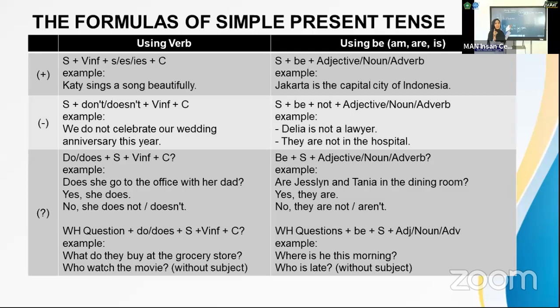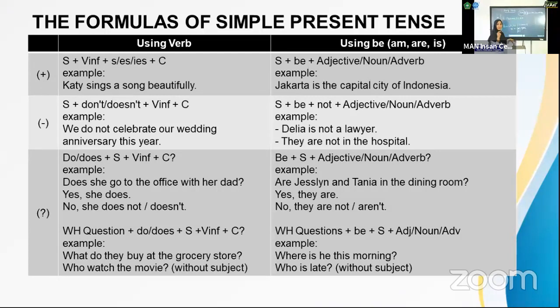Oke. Jadi kenapa tidak pakai doesn't? Kenapa bukan we doesn't celebrate our wedding anniversary this year? Ya karena memang sudah aturannya seperti itu ya. I, you, we, they di sini untuk yang negatifnya itu menggunakan don't. Ini for negative, using don't. And then for he, she, it, negatifnya using doesn't. So we do not celebrate our wedding anniversary this year. Okay.